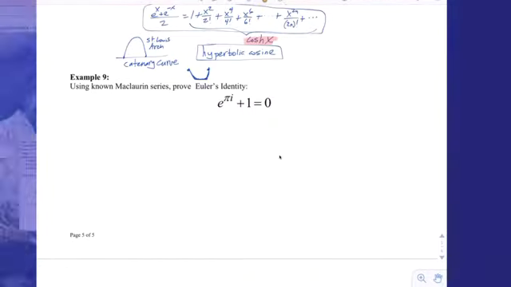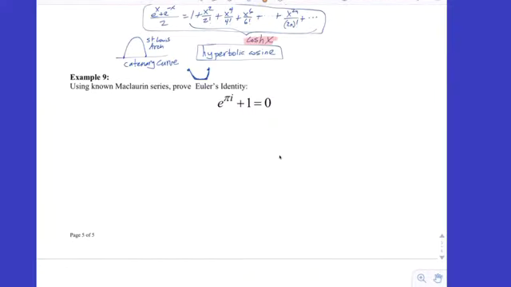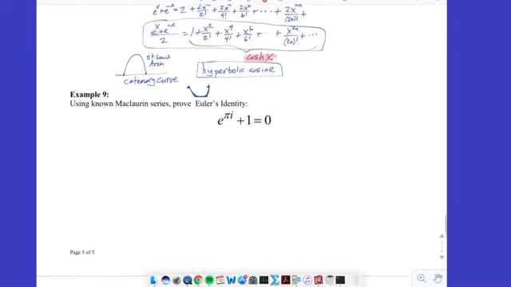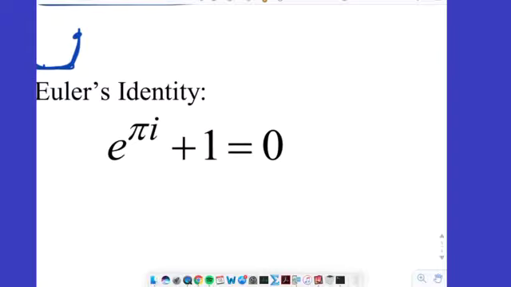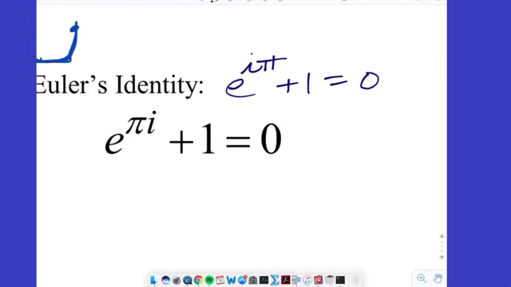All right, let's finish up this section of notes with example 9. e to the pi i plus 1 equals 0. This is known as Euler's Identity, named after Leonhard Euler. If you see it on the World Wide Web, you probably see it as e to the i pi plus 1 equals 0. I stylistically prefer it as pi i, so I always write it like that. But they're the same. Multiplication is commutative.